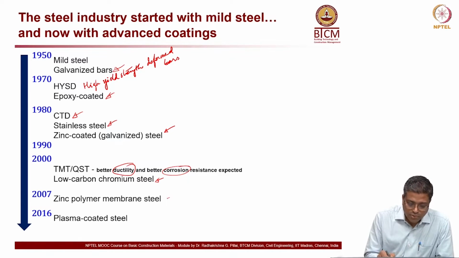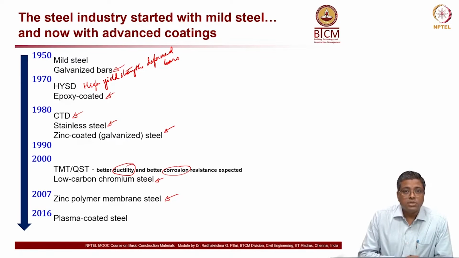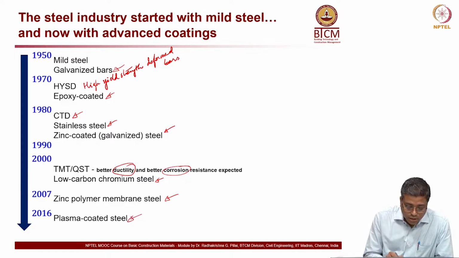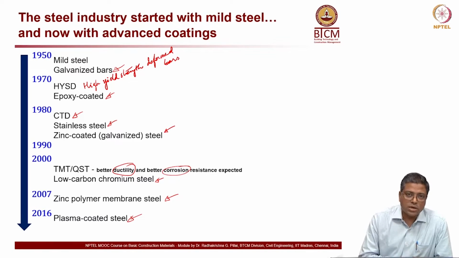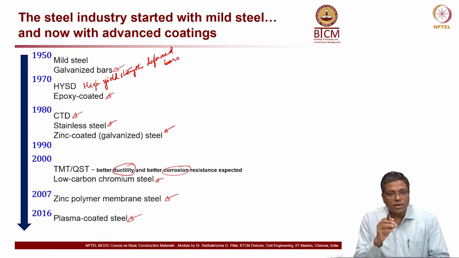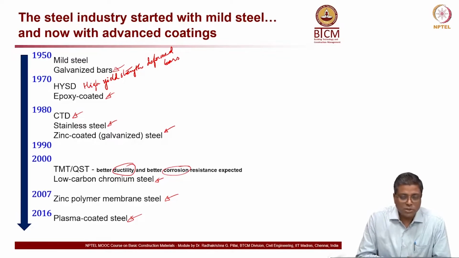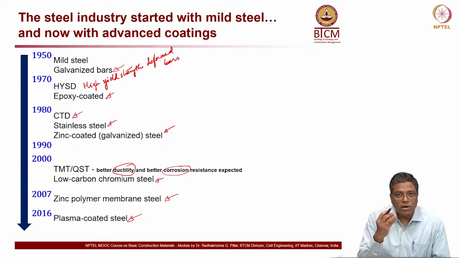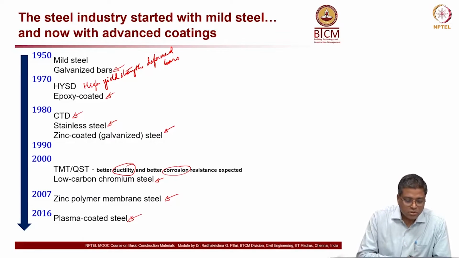And in 2007 zinc polymer membrane steel, again coated reinforcement. Now the latest version, there is one more type of coating which is coming, called plasma coated steel. It's essentially again galvanized coating, but done at a very different plasma level. That means very fine microstructure level. So these are just to show you a glimpse of how the steel industry evolved over the past few decades.